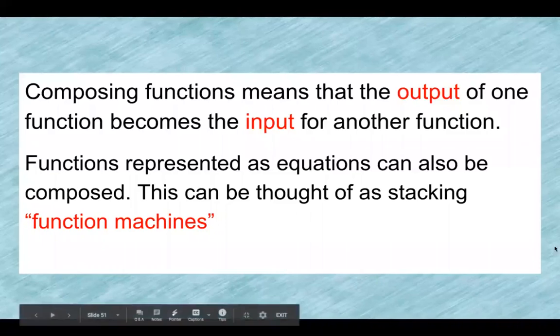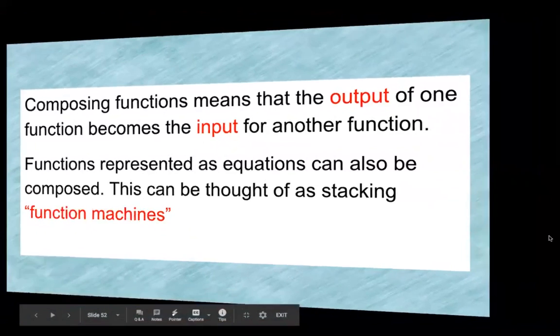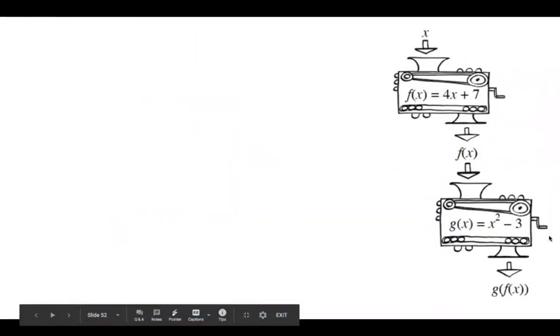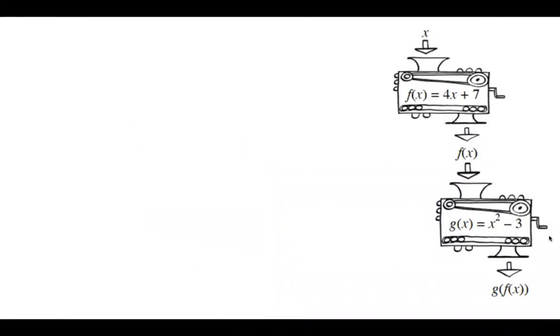All right, perfect. Let's go ahead and shift into an example. So please go ahead and copy down this visual. So this right here is a visual representation of what's actually happening when we're doing function composition.